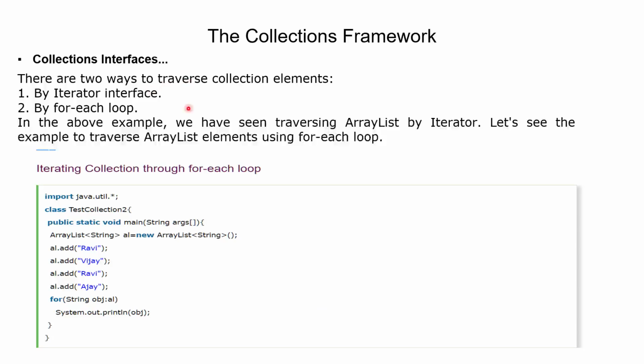So again, continuing with collection interfaces, there are two ways to traverse collection elements, by an iterator interface or by a for each loop. And if we look down here, we can see that we have a class. We're importing the Java utility package that we talked about earlier. We have our class TestCollection2, and we have our main method. Here we're instantiating ArrayList, and we're calling it AL, and we're calling add on AL, so we're adding these elements.